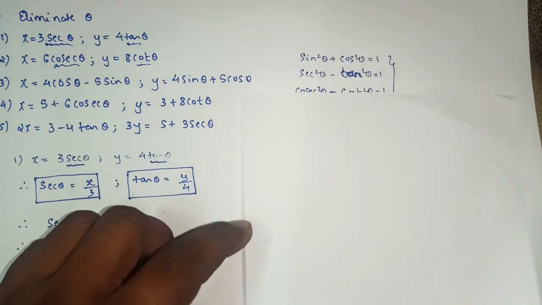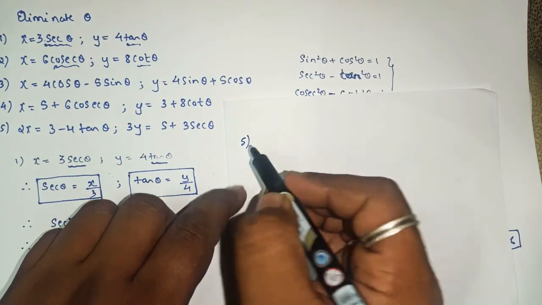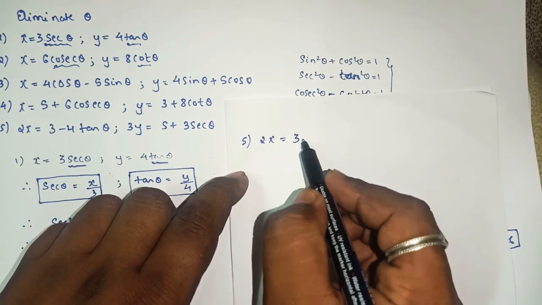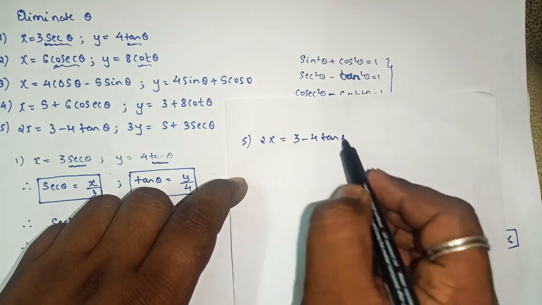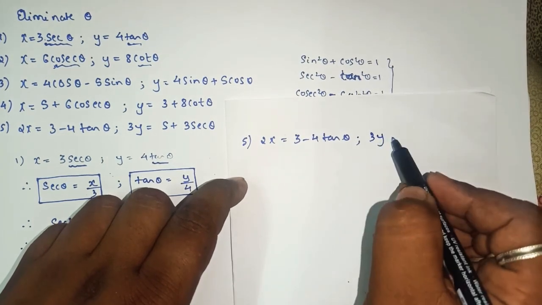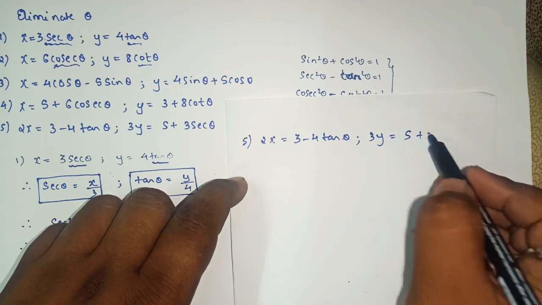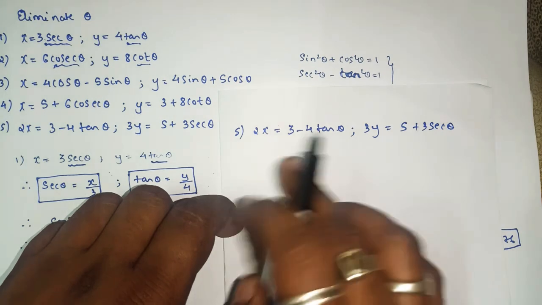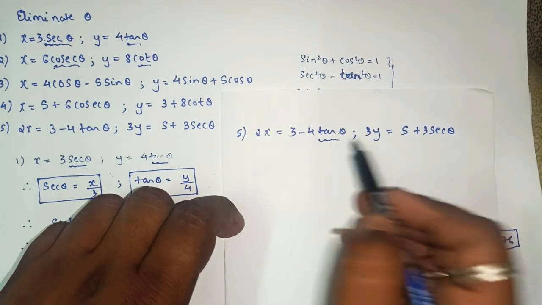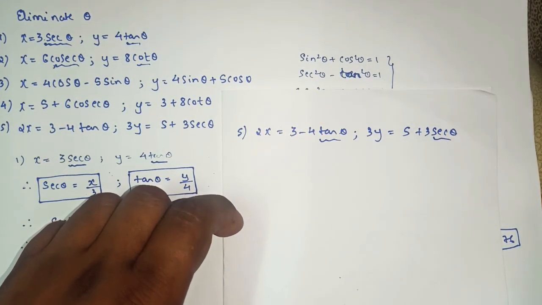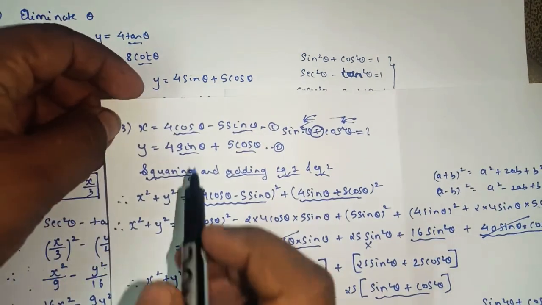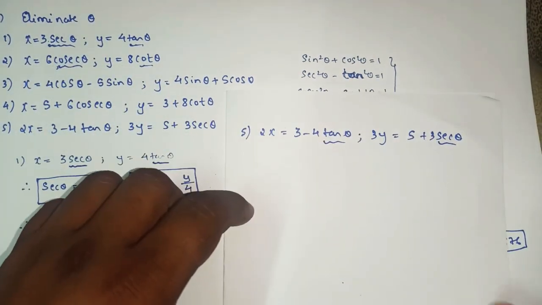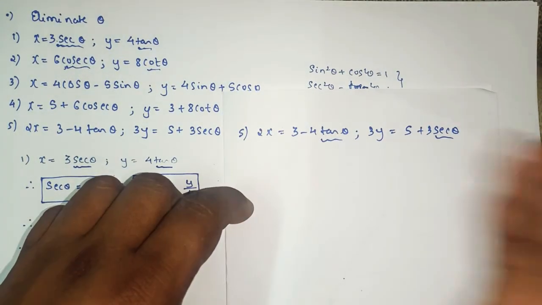So now we'll move on to the next one, question number fifth. It says that 2x equals 3 minus 4 tan theta, and the second equation is what, 3y equals 5 plus 3 sec theta. Yes or no? So here also we have tan and sec separately. It is not a similar sum, because there sin and cos were together. So whenever we have separate terms, easily we can find the separate answer.